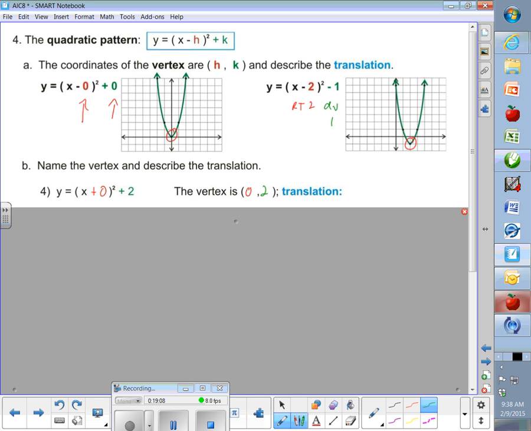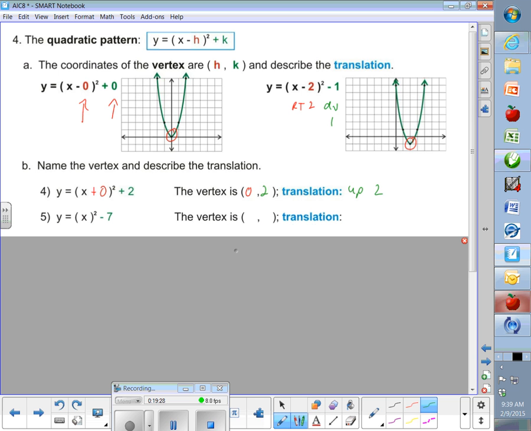So how would this thing be translated? Say it if you know it. Up 2 or 2 up, right? There's no left or right. The h is 0. The horizontal is 0. The vertical is up 2. Positive is up. Negative is down.